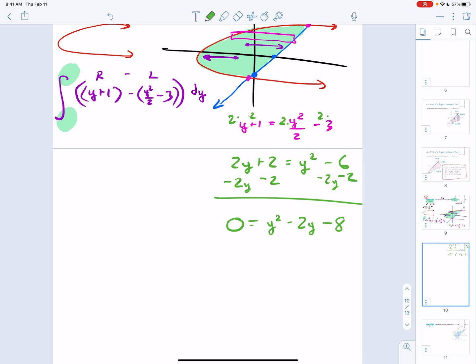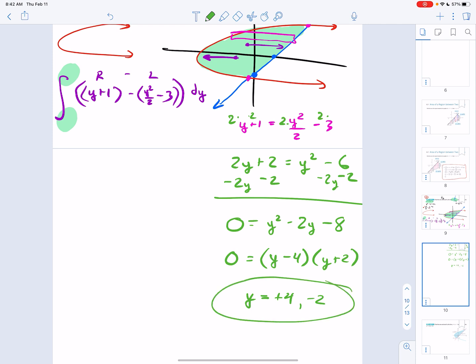Okay? All right, so that factors to y minus 4 and y plus 2. So that tells me, using the zero product property, y will equal a positive 4 and a negative 2. Okay? What does that mean? Positive 4 and negative 2 is where the region starts and stops. So negative 2, positive 4.